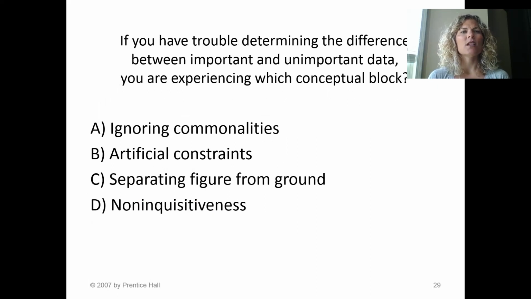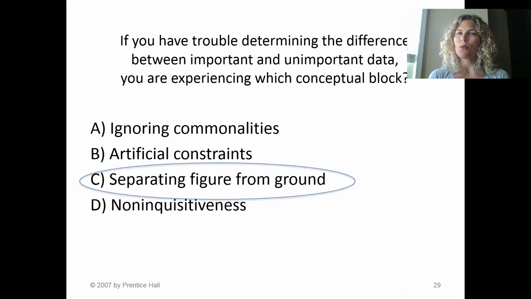I believe this is the last one. If you have trouble determining the difference between important and unimportant data, you are experiencing which conceptual block? Right? A, ignoring commonalities. B, artificial constraints. C, separating figure from ground. Or D, non-inquisitiveness. Right? So the answer here is C, separating figure from ground. So again, that's that 3D picture. If you're having a hard time separating important information from all the chaos, that's that idea of separating figure from ground. And that's the example that fell under that idea of compression of the conceptual block.